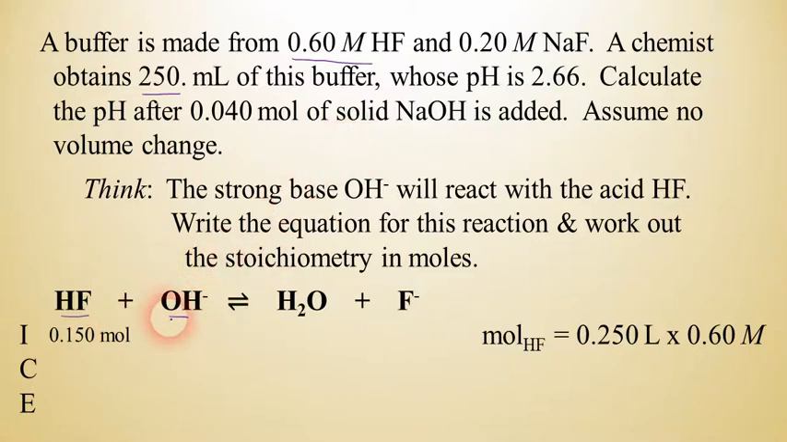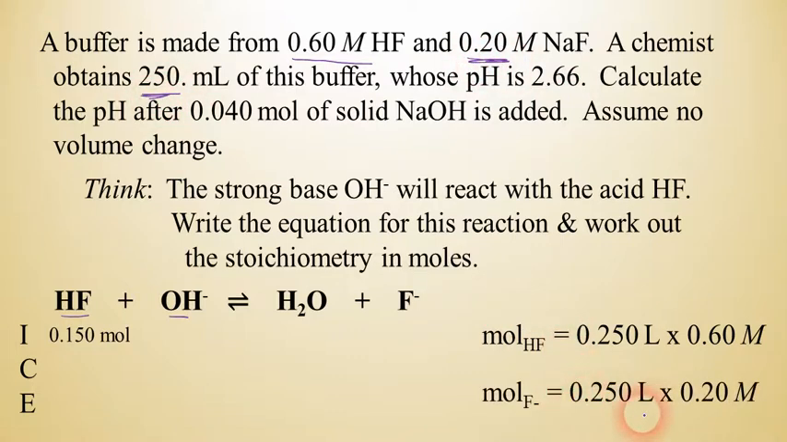And we'll do the same thing for the hydroxide. We have 0.04 moles of that. We'll add that in here in a second. The fluoride, we have 0.20 molar of the fluoride, and once again, it's 0.25 liters of that. So when you multiply that out, it's 0.05 moles of fluoride. And like I said a second ago, the problem comes right out and tells us we're adding 0.04 moles of the hydroxide. So we'll add that in.